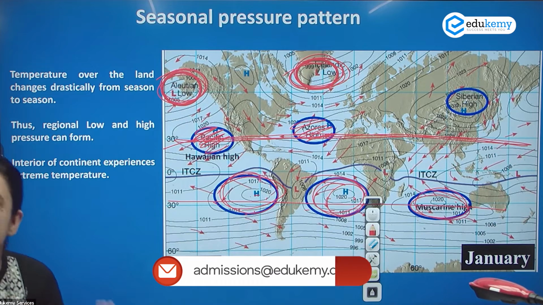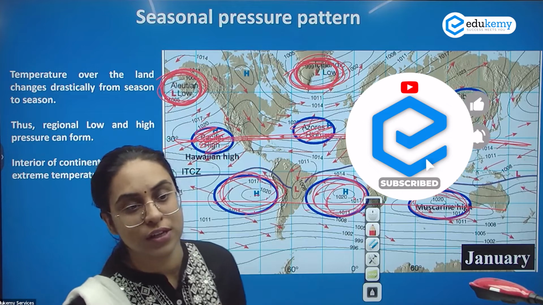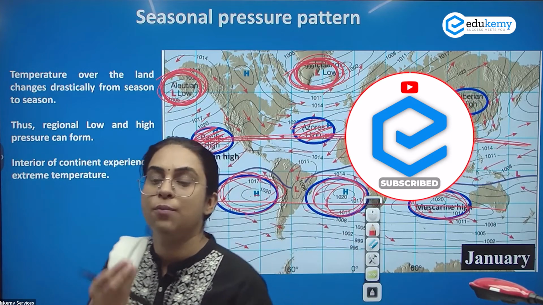And the permanent cells are there on the oceans. Why? Because the nature of the ocean is such. It will not get heated very fast. It will not get cooled very fast. So there are permanent cells.